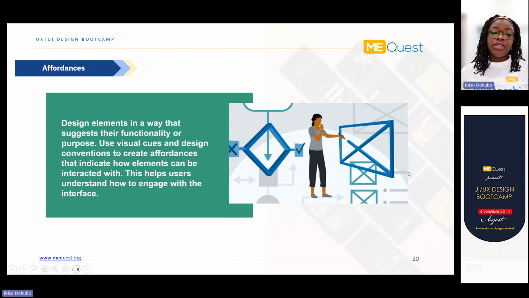Another one is affordance. A design element should suggest its functionality or purpose. Use visual clues and design conventions to create affordance that indicates how an element can be interacted with. This helps users understand how to engage with the interface.